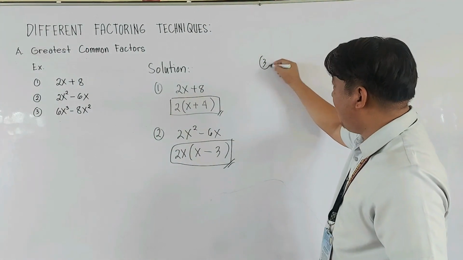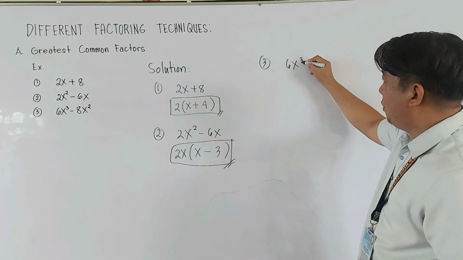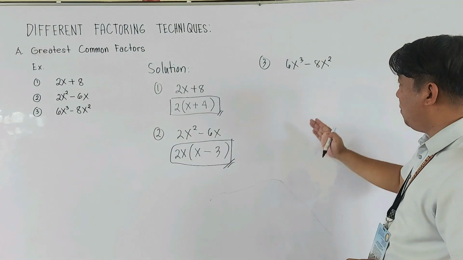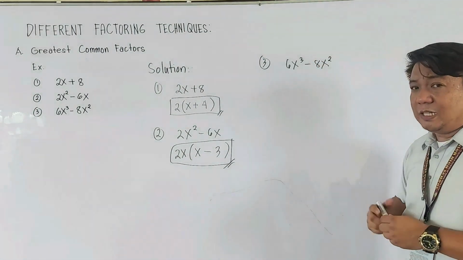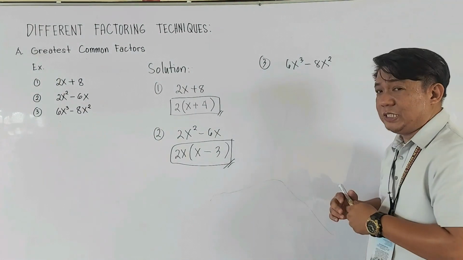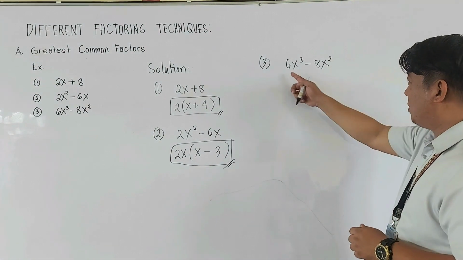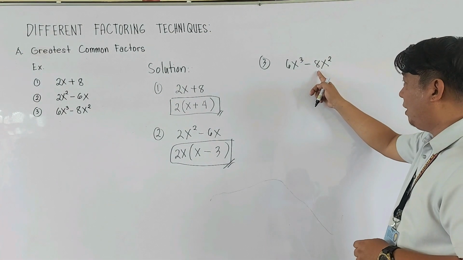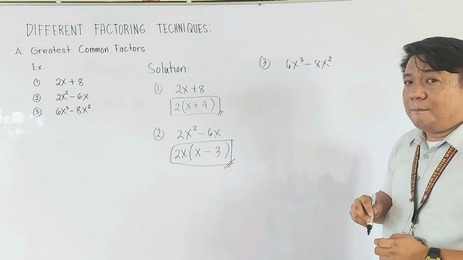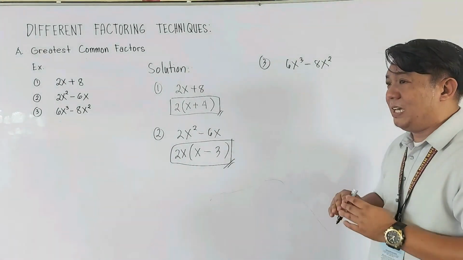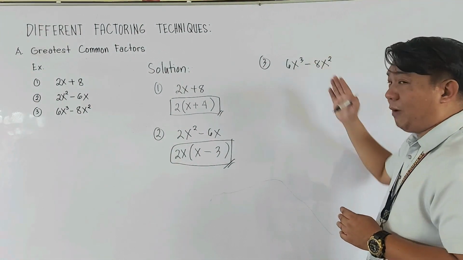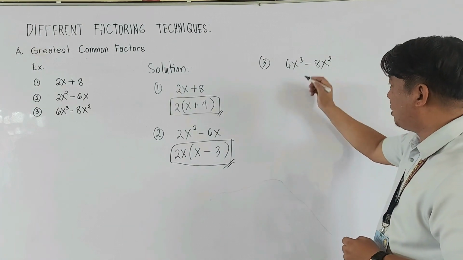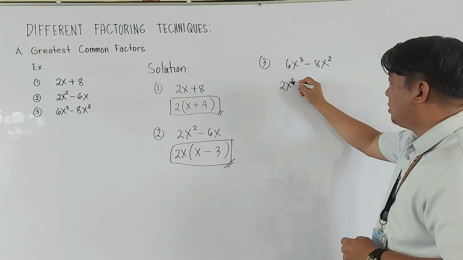For the third example, which is 6x cubed minus 8x squared. So, sa 6x cubed minus 8x squared, titignan din natin ulit kung ano yung common factors nilang dalawa. So, meron silang parehong 2 na factors. 2 times 3, 2 times 4. And pareho silang may x na variable. Kukunin natin yung least exponent ng variable, yung may pinakamaliit na exponent ng variable. So, x squared. So, ang lalabas natin dito ay 2x squared.